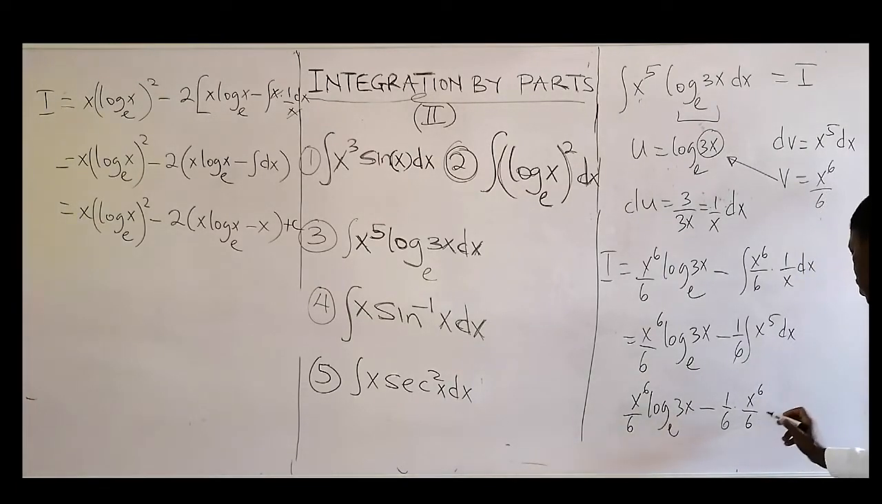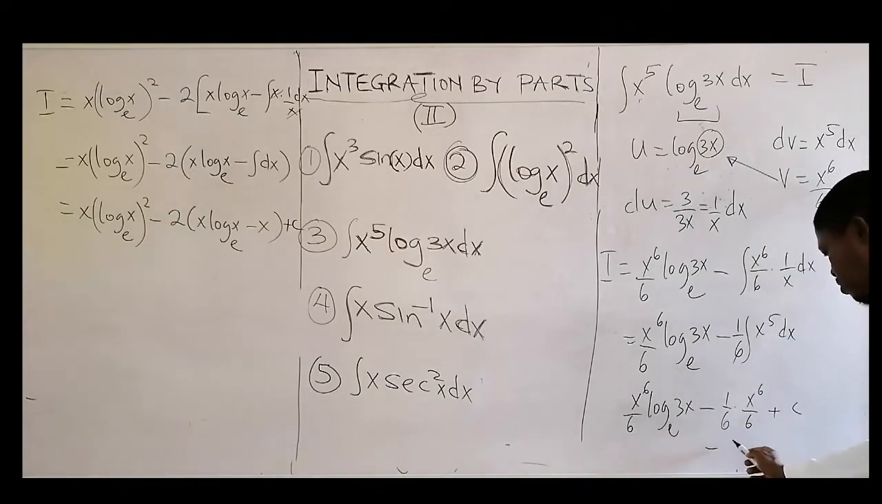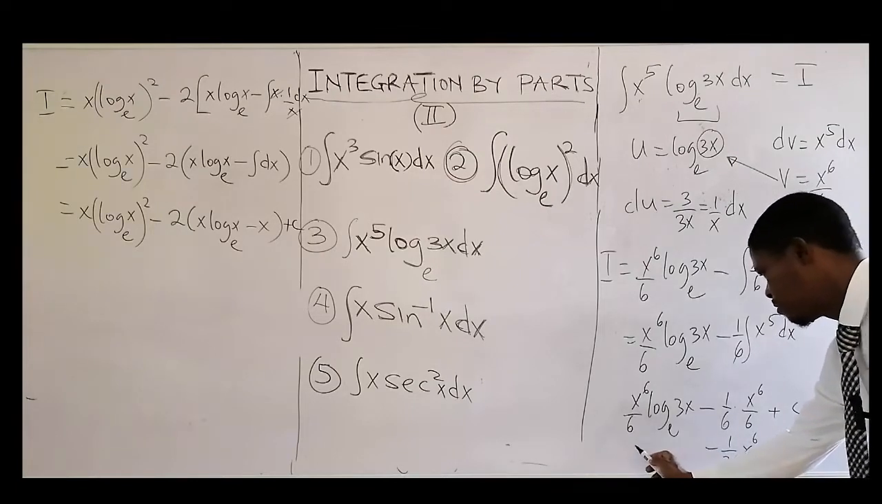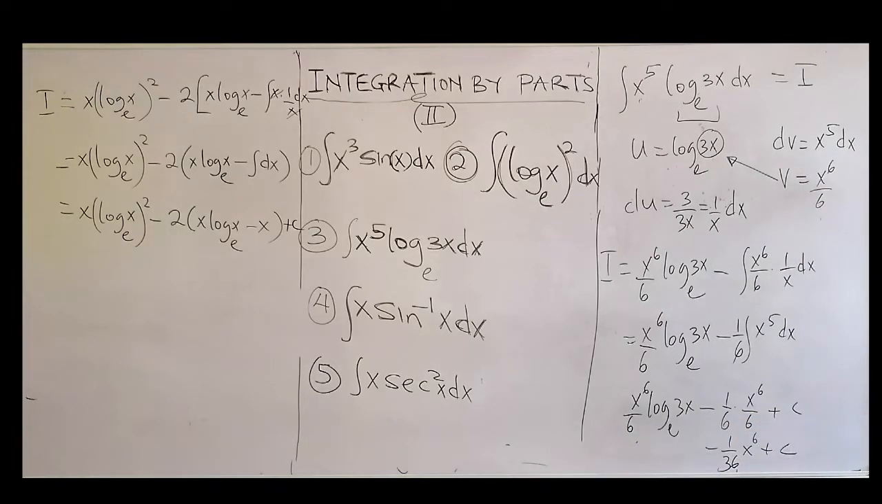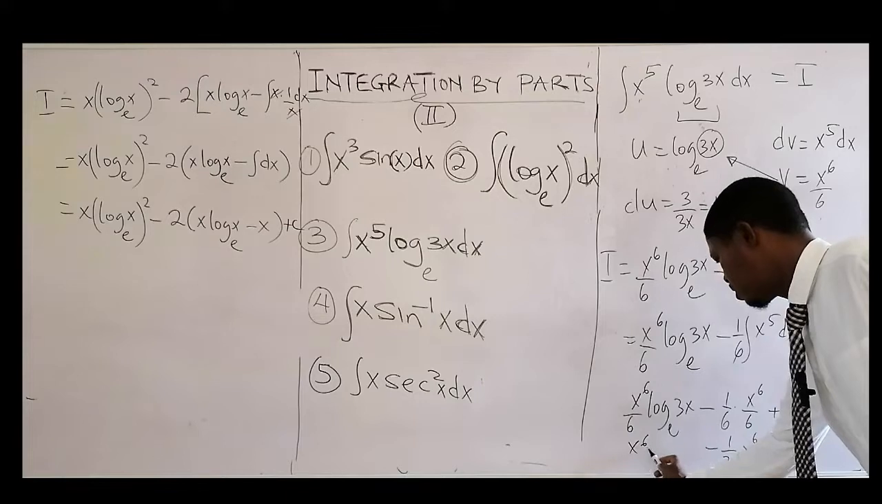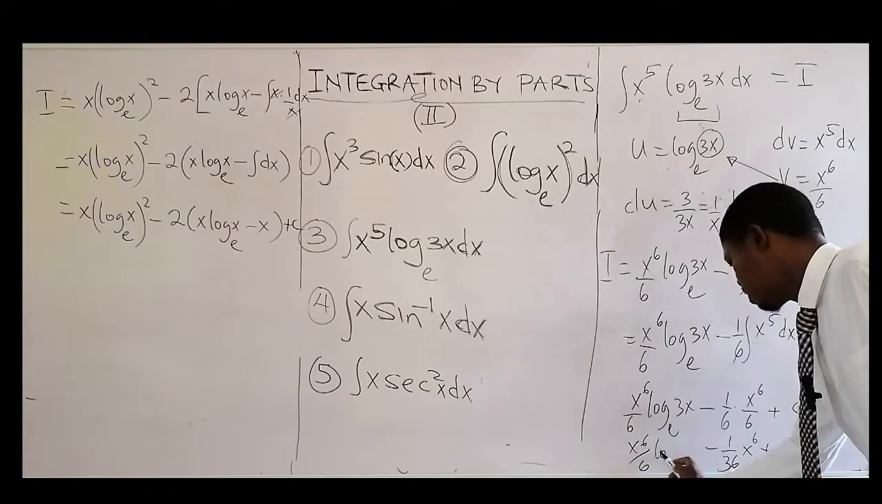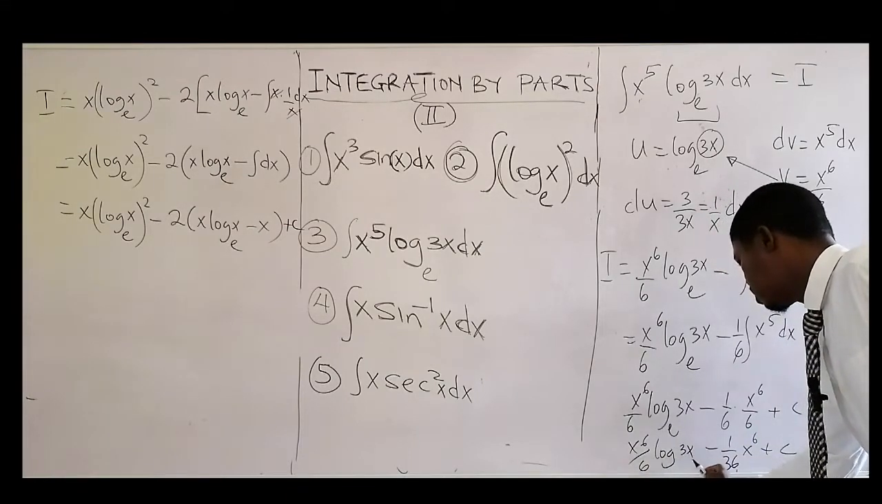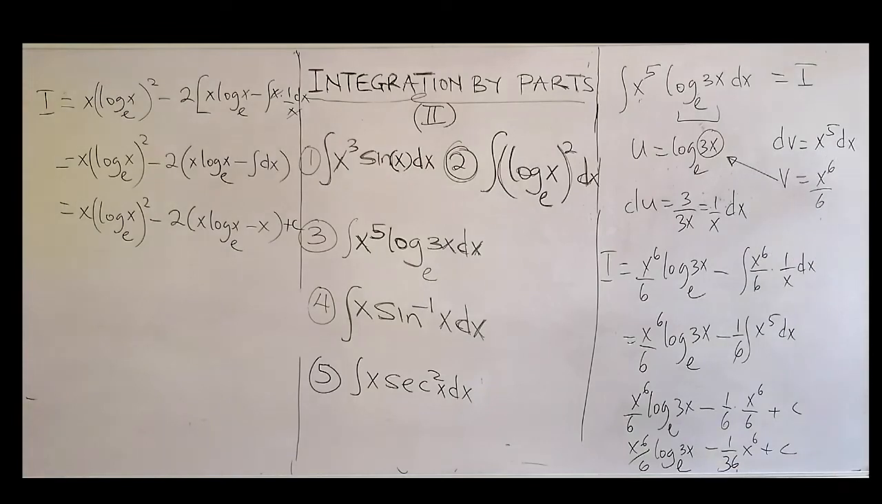x^6 over 6 plus c. So that will be equal to 1 over 6 times x^6 over 6 log 3x minus 1 over 36 x^6 plus c. Then write this one again. So that's the answer to that. Okay. Then we'll go to question 4 and see what we can do there.